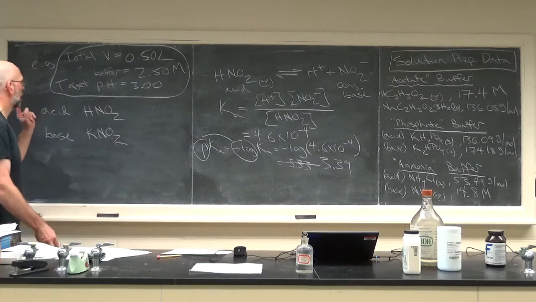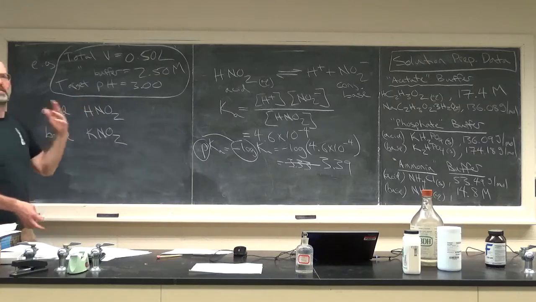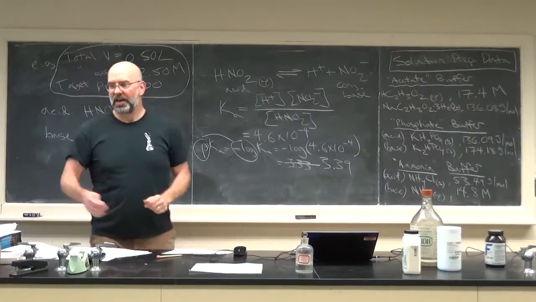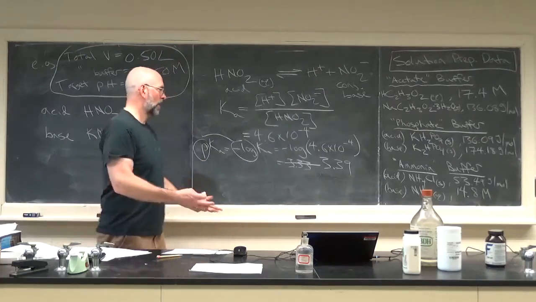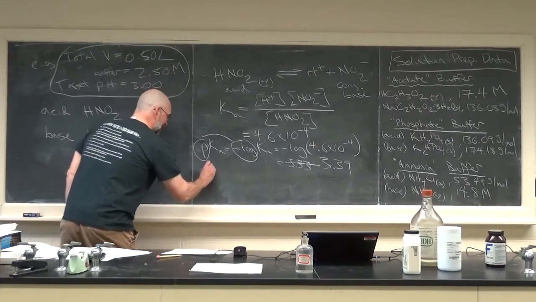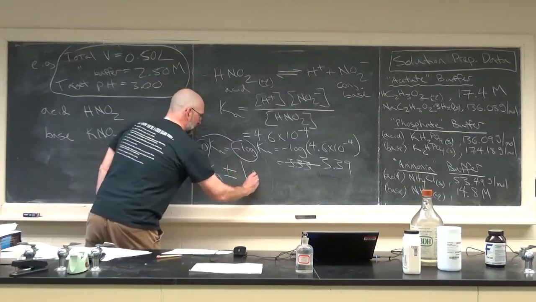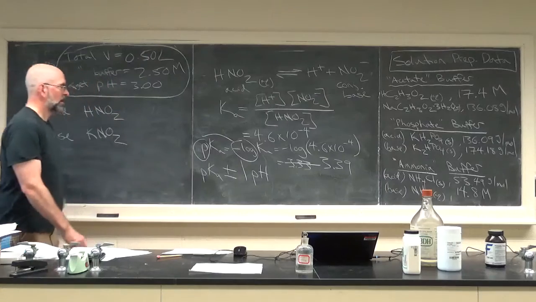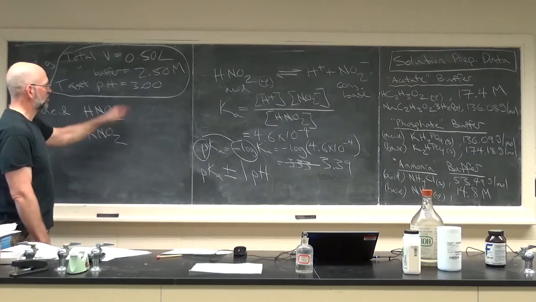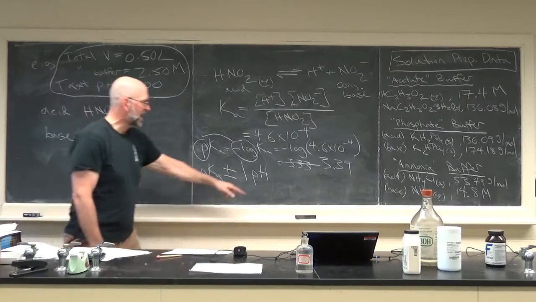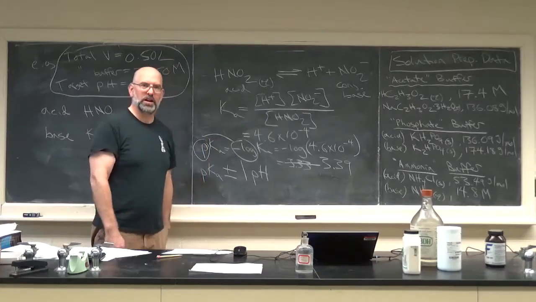First off, why is this an appropriate buffer system? So takeaway number 1. That first question, how do you know something is an appropriate buffer system? Well, you want the pKa to be plus or minus 1 pH units from your target. It is. Our target is 3. Our pKa is 3.39. That is well within 1 pH unit of our target.